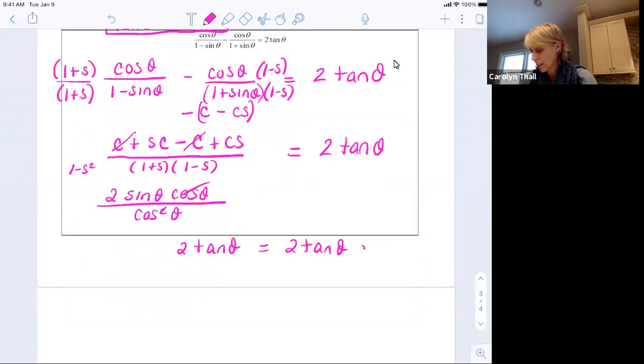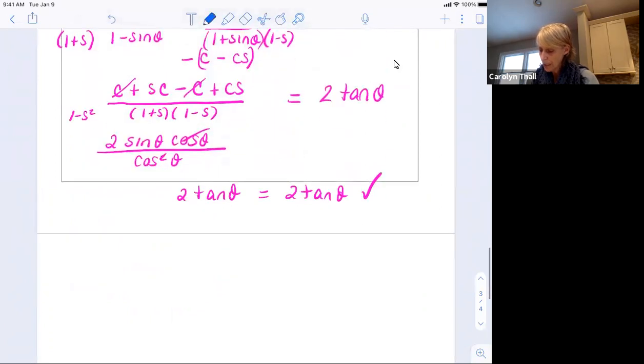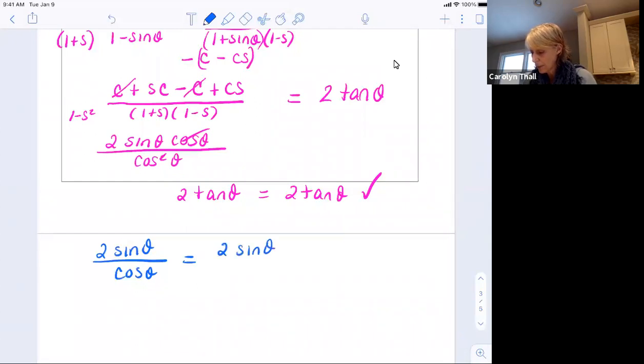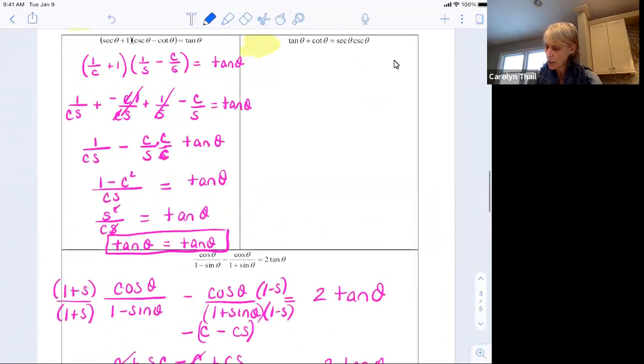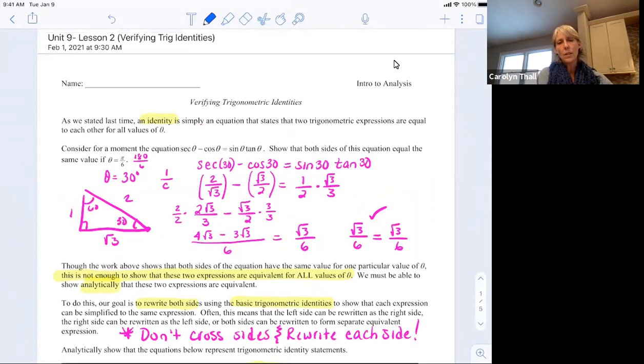There's your identity. If at this spot here, let's just work it the other way. Let's say you took this side here, 2 sine theta over cosine theta, and you said, well, I want to rewrite this side. You could get it to match that way. Either way is appropriate. Okay, so you're going to do the highlighted questions that are left on the page for your practice tonight, and I will see you again soon.